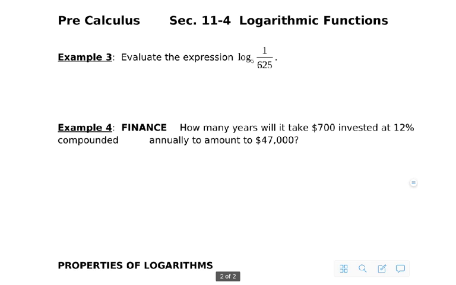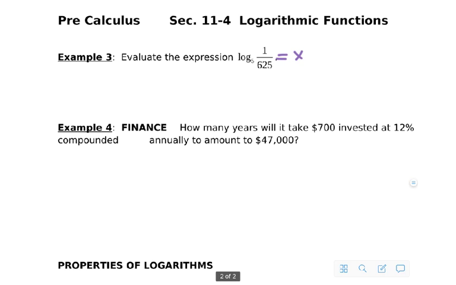In example 3, it says evaluate the expression, the log base 5 of 1 over 625. So this is how I normally teach it to Algebra 2 students. I make them set this equal to x.